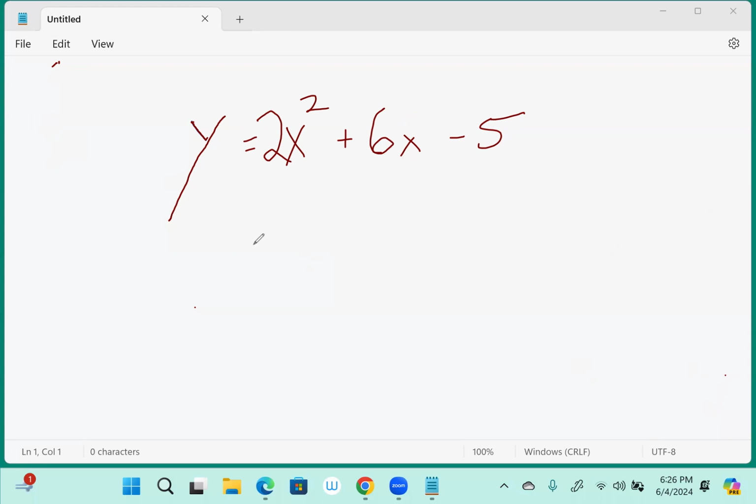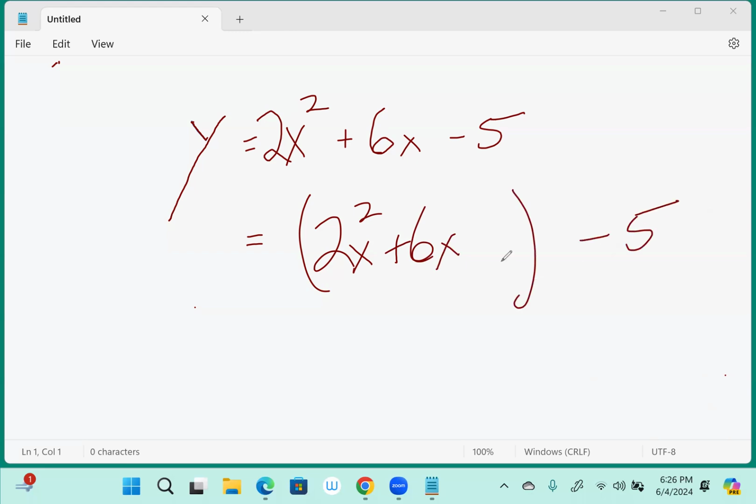So when you complete the square here, you cannot complete the square unless this coefficient is a 1. So if I want to complete the square, I have to factor out that 2 from the parentheses.